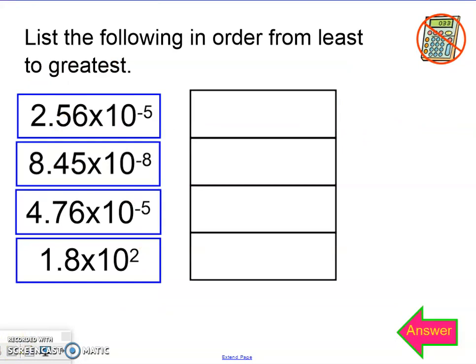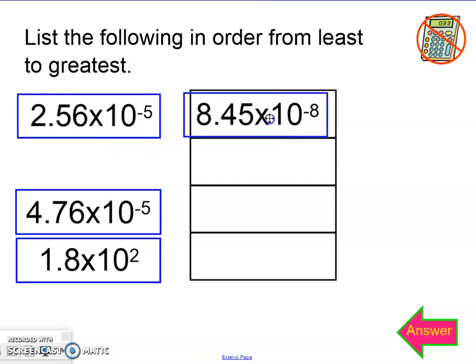Number 3, list the following in order from least to greatest. Well, when I want to take numbers written in scientific notation and put them in order, there's a trick that I can use. The exponent, or that small number over the 10, will actually help me order from least to greatest. So looking at my exponents given, which one is the least? -5, -8, or +2? Well, I know that -8 is the least because it is the furthest to the left on the number line. So that's going to be my first choice.